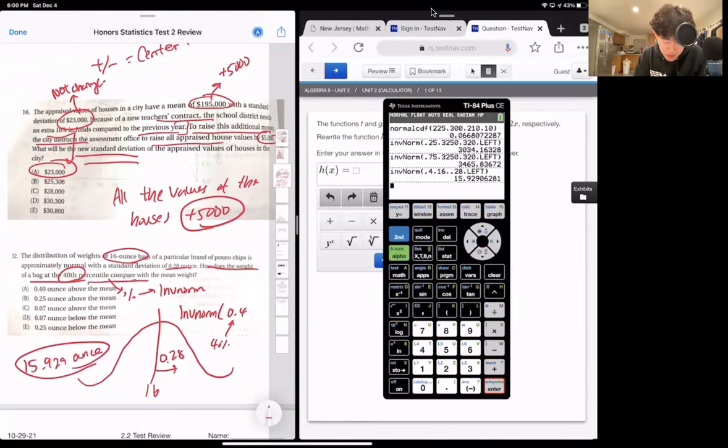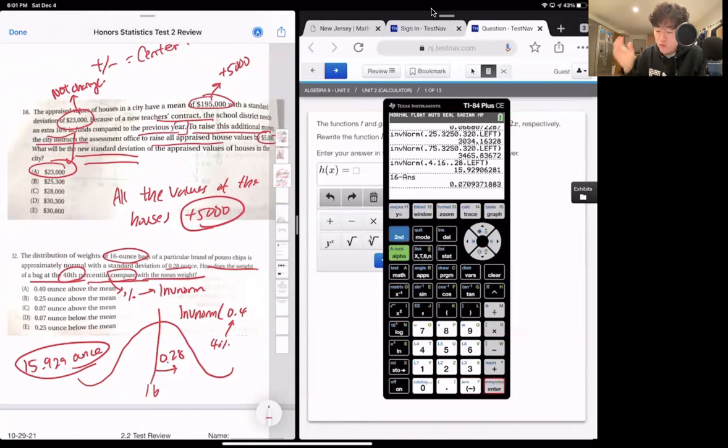But it says, how does it compare with the mean weight? Which means I need to subtract from the mean, which is 16. I'm going to compare, which means I'm just going to subtract. So it gives me about 0.07 of difference. It's 0.07 below the mean, because that value is 15.9 and the mean is 16. So the mean is higher, so it's got to be below the mean.